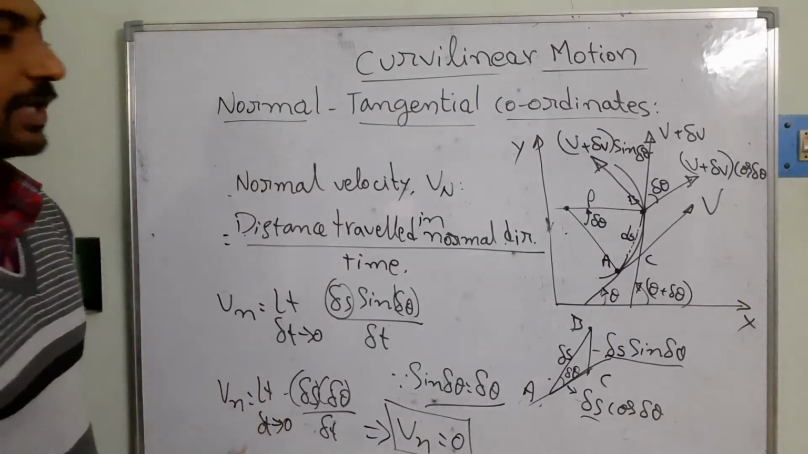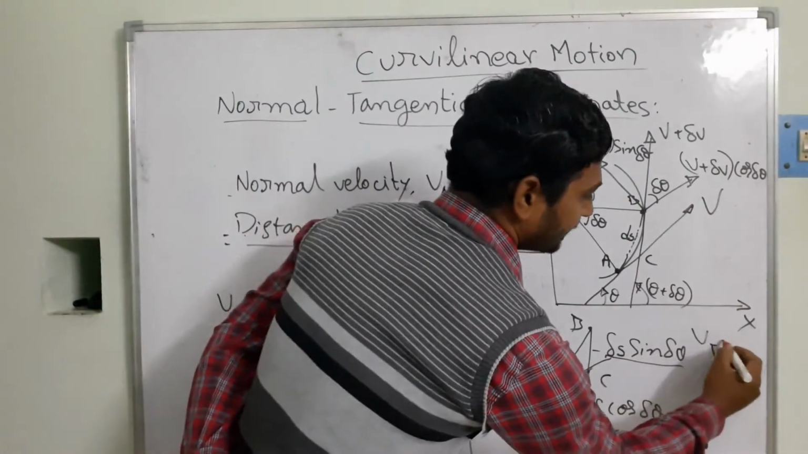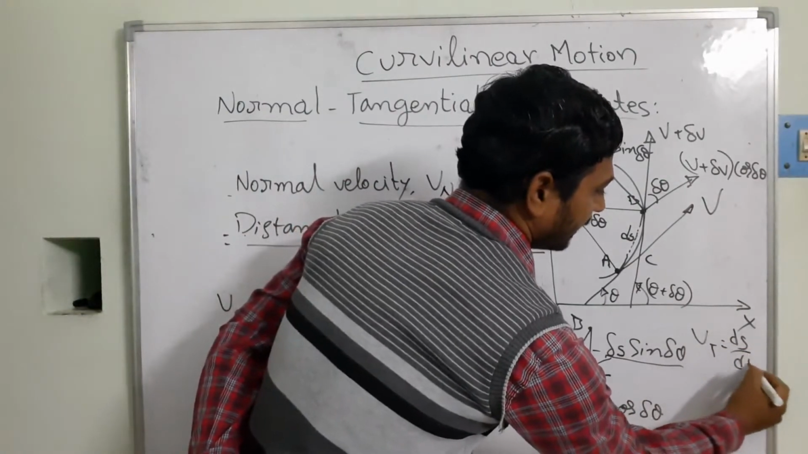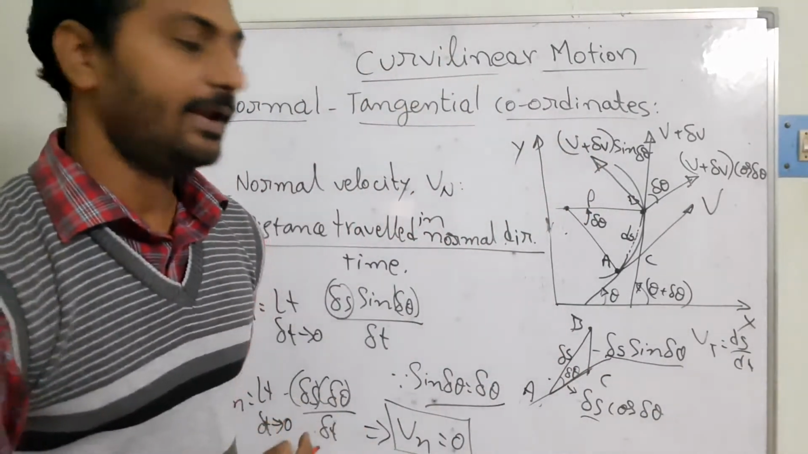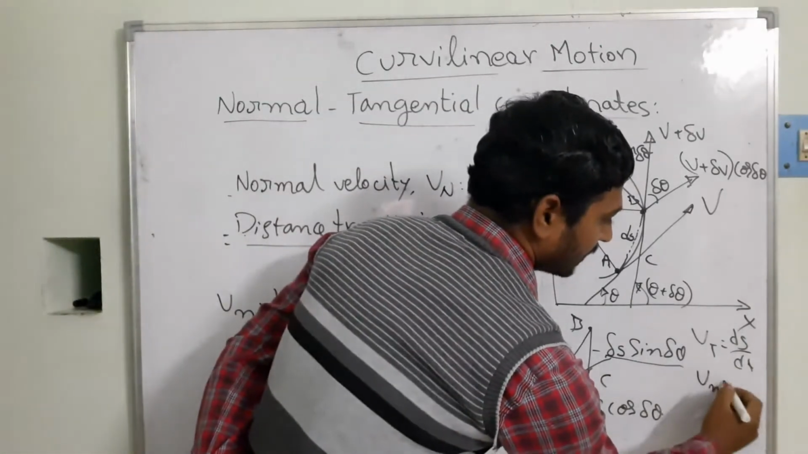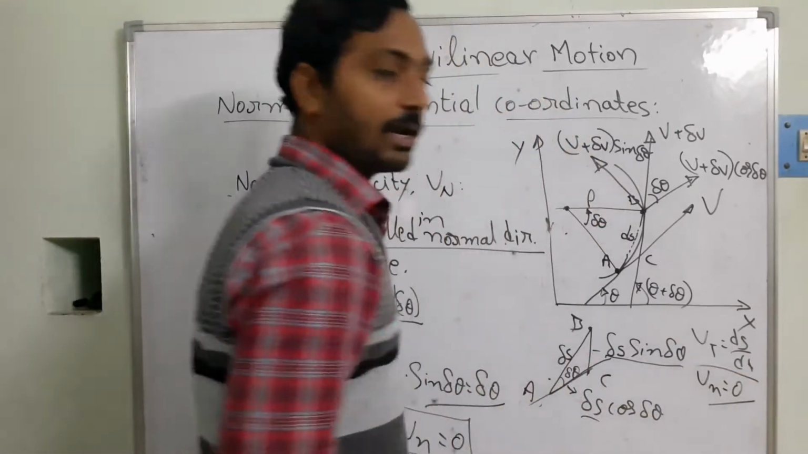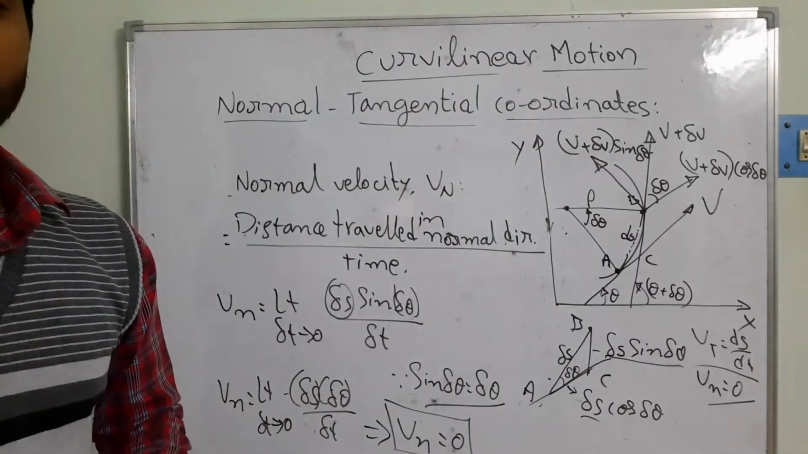So we got the velocity. In this case, Vt is equal to ds by dt, that is, the tangential velocity is equal to ds by dt. And similarly, the normal velocity is equal to 0. I got it. In the normal direction, the velocity of the particle is going to be 0.